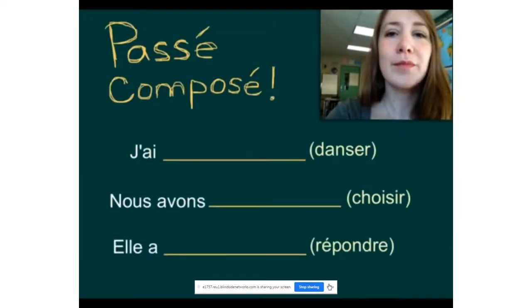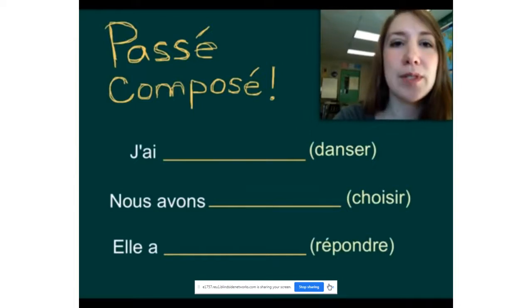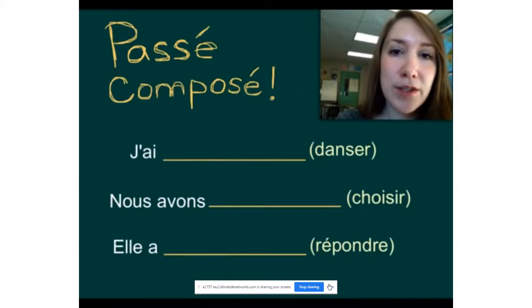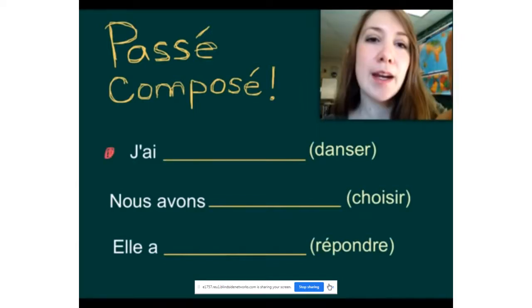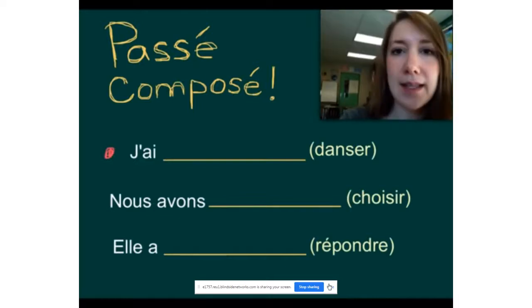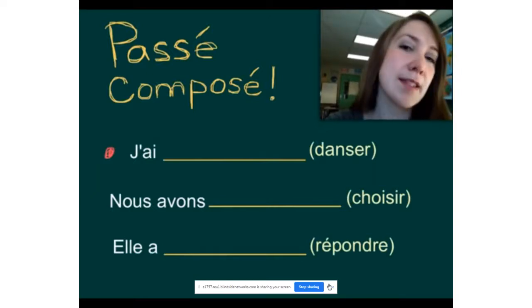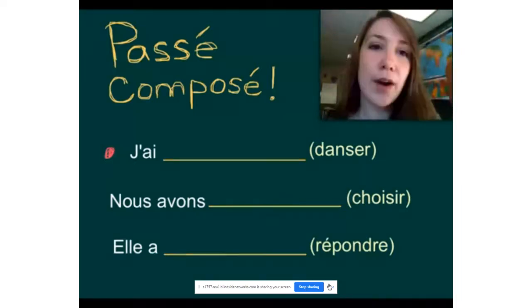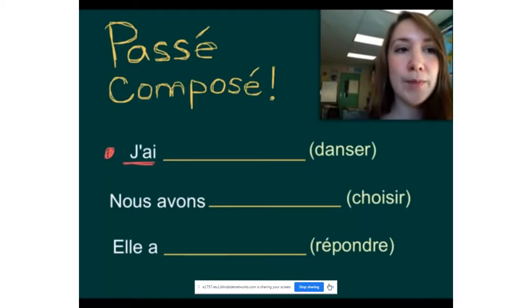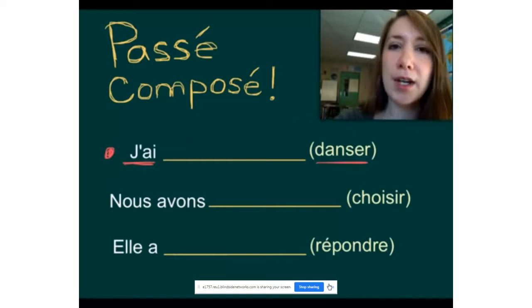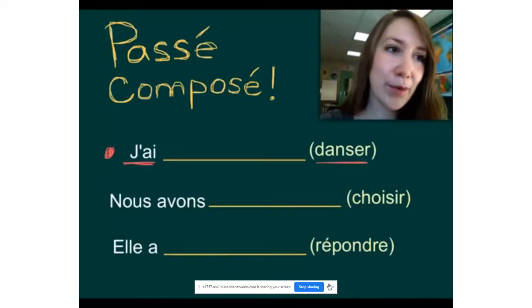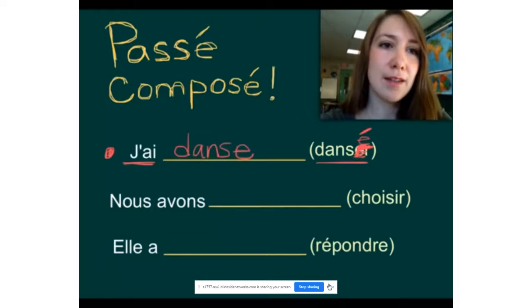Okay, so let's put both parts together for the passé composé. I have these three sentences, and I'd like you to help me finish them. The first sentence, I'd like to say, I have danced, or I danced. In English, we have two ways of saying the past, and in French, we just have one. It means both, I have danced and I danced. We already have our j'ai, I have, and here's our ER verb, danser. So go ahead and take a second and think, what would you put in that blank to say I have danced? J'ai. We're going to take out the ER ending and add é to get j'ai dansé, I have danced.